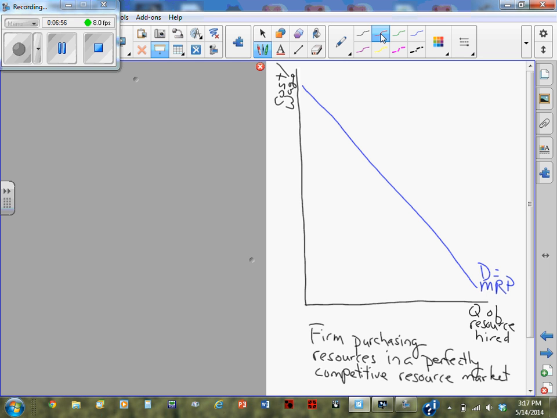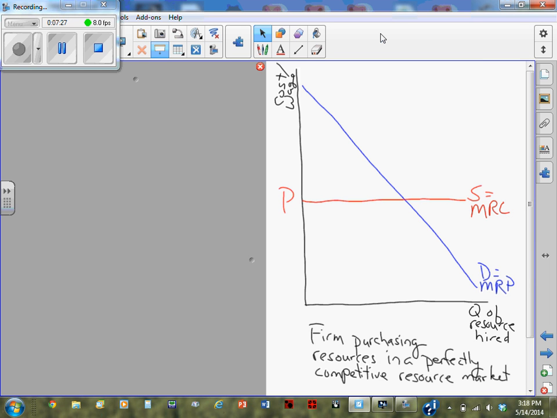The question is always, how much do they want to buy? So in this case, the market will determine the price that is paid, or the cost that is paid for the resource. And it will be a perfectly horizontal supply curve. Now, our supply for the firm is the firm's marginal resource cost, or MRC. MRC is the additional cost that comes from hiring one more unit of the resource.